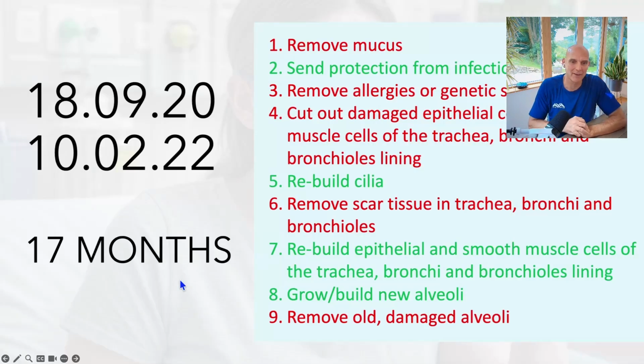And then number 8, growing or building new alveoli. So completely new alveoli were growing because the old ones must have been too far gone, basically. So new ones were budding off and growing. And that was all the sparkles as well. And then number 9 was removing the damaged alveoli. That was golden energy. So all that particular chunk out of the book, out of her healing journey, took 17 months. 18th of the 9th, 2020, all the way through to the 10th of the 2nd, 2022.